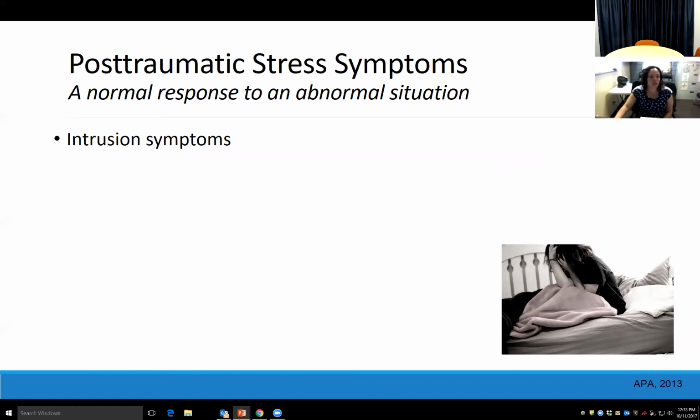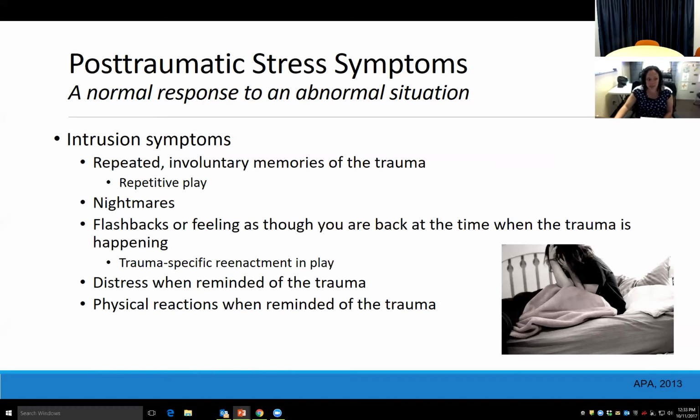So we have first the intrusion symptoms, or re-experiencing symptoms. Some examples of these symptoms are repeated or involuntary memories of the trauma. So the trauma keeps popping up in this individual's mind. This may look like repetitive play. Perhaps the child keeps, particularly with young kids, over and over again, having violent play, let's say. They've been exposed to violence.